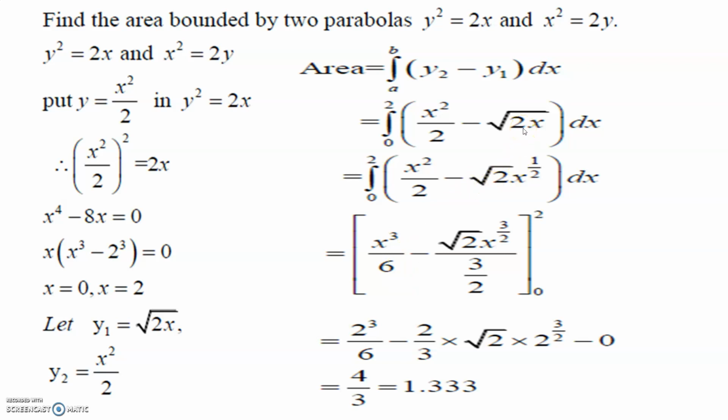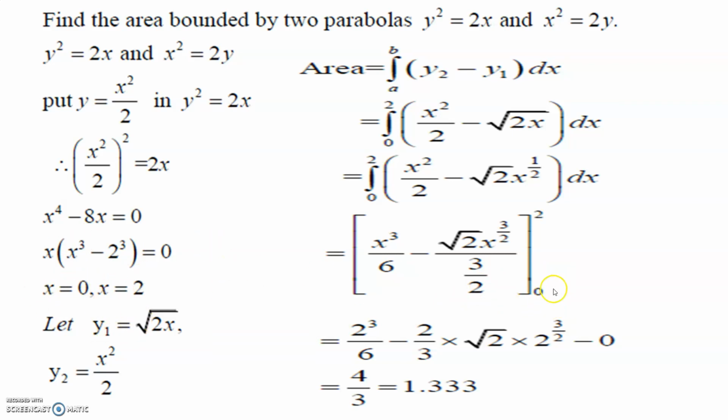Under square root 2x, we define under root a as a raised to 1 upon 2, and then under root ab is a raised to 1 upon 2 into b raised to 1 upon 2. That's why root 2 into x raised to 1 upon 2. Root 2 is constant. What is the integration of x raised to 1 upon 2? It is exactly x raised to 3 upon 2 divided by 3 upon 2, that is 1 upon 2 plus 1, which is 3 by 2. So we derive x cube upon 6 minus root 2 into x raised to 3 upon 2 upon 3 upon 2 as the final answer. Lower limit is 0, upper limit is 2.